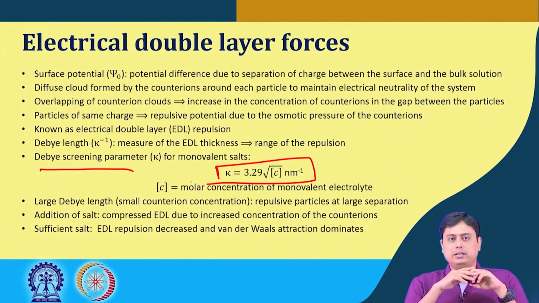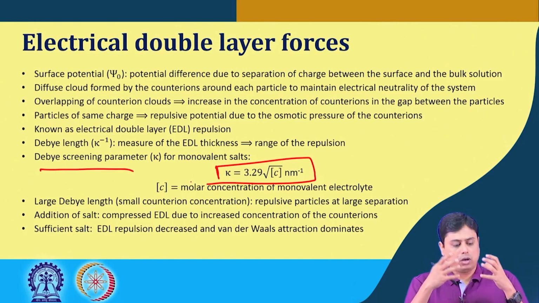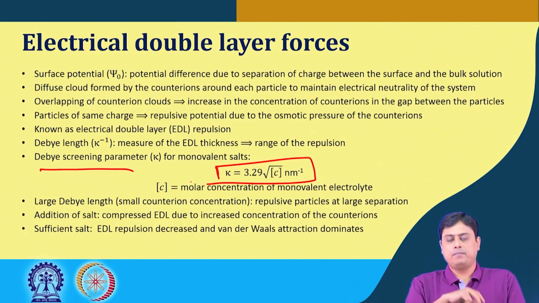So, large Debye length means a small counter ion concentration, which means the particles are repulsive at large separation. And if we add some salt to it, it compresses the electrical double layer because there will be an increase in the concentration of the counter ions. Once a sufficient amount of salt is added, this electrical double layer repulsion decreases and the van der Waals interaction becomes dominant.